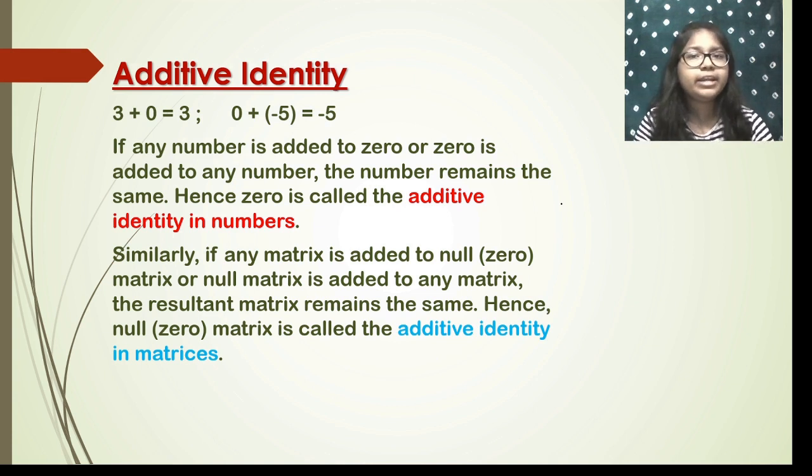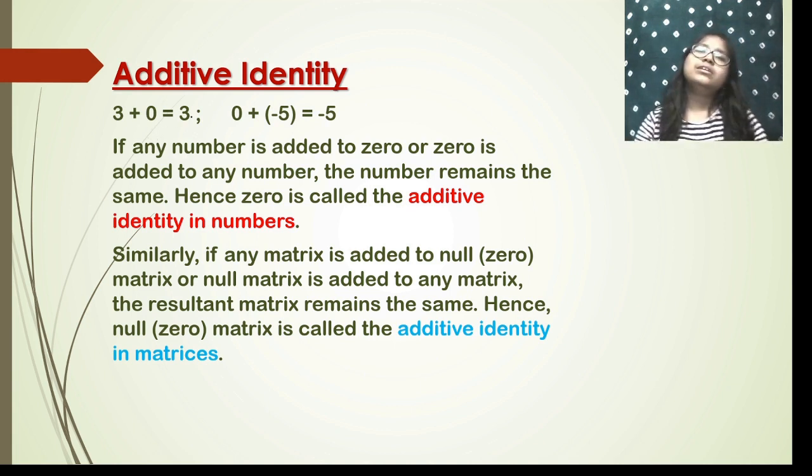So what is additive identity? Additive identity is a number or something that, if we add it to a number or to a matrix, the number or the matrix remains the same. Here 0 is added to 3 and the resultant number remains 3. If 0 is added to minus 5, the resultant number remains minus 5. So here 0 is called the additive identity.